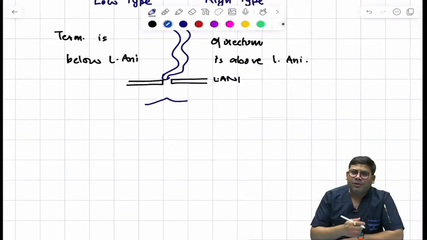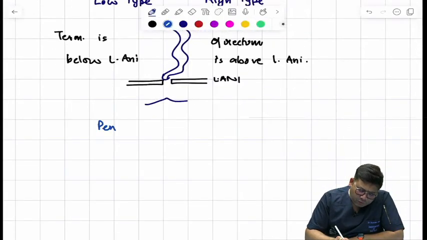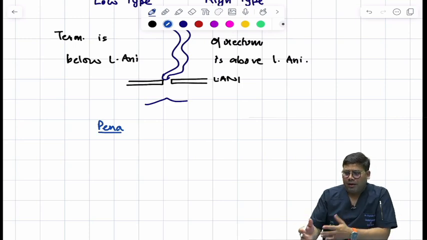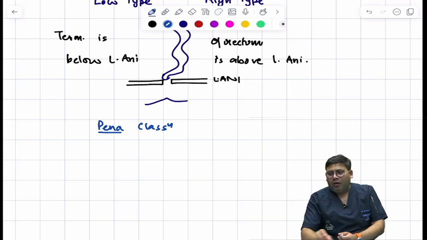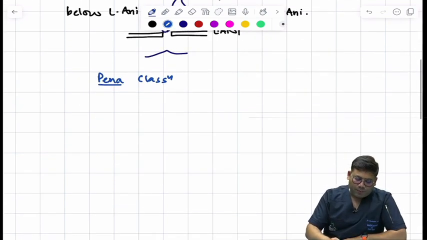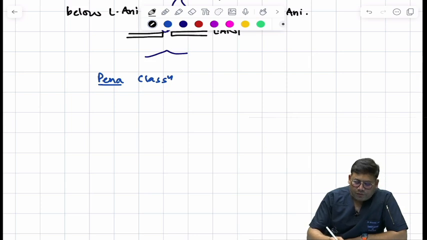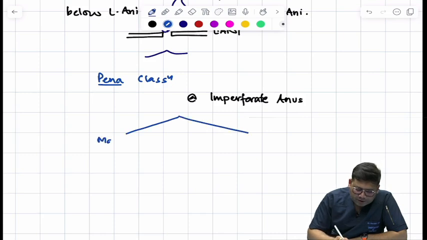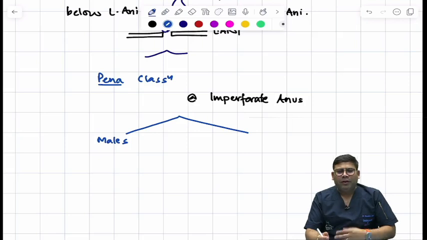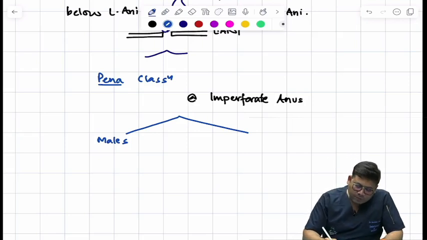You can easily get a question on what classification we use for the anal atresias. So, we have the Pena classification. Now, when we talk about the Pena classification, what is it? The Pena classification is a classification for imperforate anus. Now, when we are talking about the concept of imperforate anus, for males it is different, for females it is different. Very easy, and within 2 minutes you will understand each and everything. So, I will discuss everything via this image.